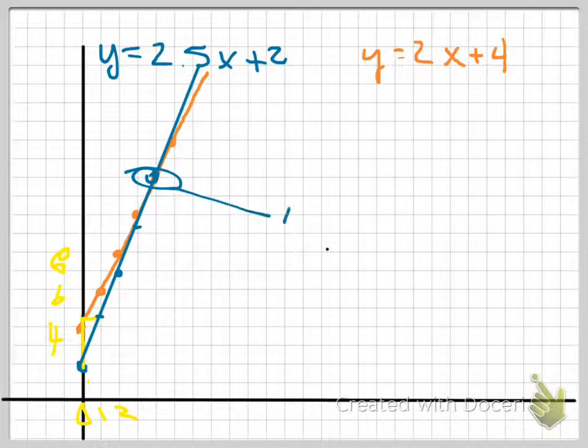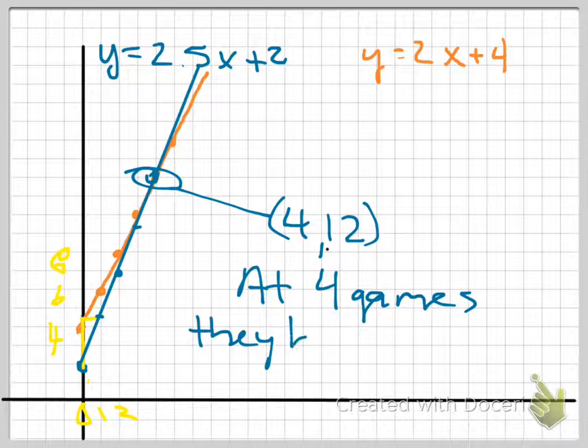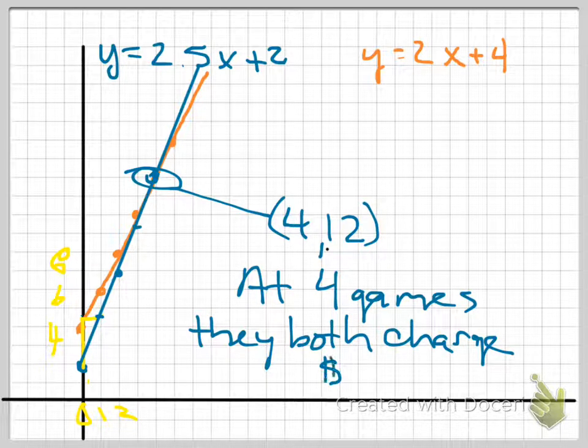And then I can see that that's at 4, comma, 12. Well, that would tell me that at 4 games, they're both the same price at $12. So what that would tell you is, and you can make more decisions about this, that you could think, okay, look, Bowling Pins charges more per game, but if I know I'm only going to bowl 2 games the whole thing, and then I'm going to go home, then it'd be better to go to Bowl-O-Rama.